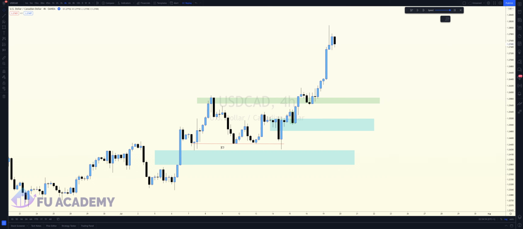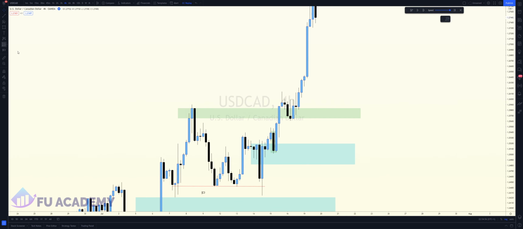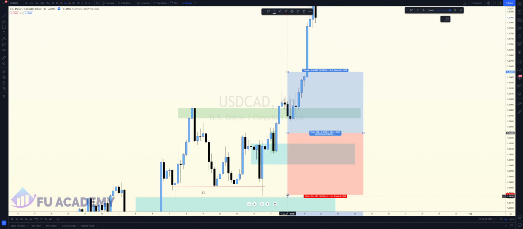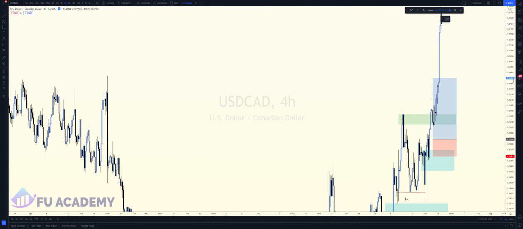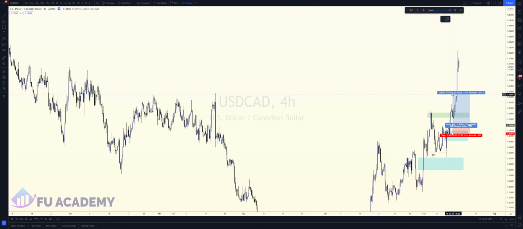Okay, so once again, my stop loss would have been below the low. This is the beauty about smart money. I exactly know where to put my stop loss, where to place my take profit, and where to enter my trade. And my take profit would have been this high or these highs, depending.